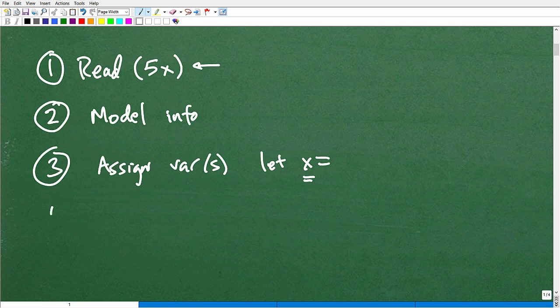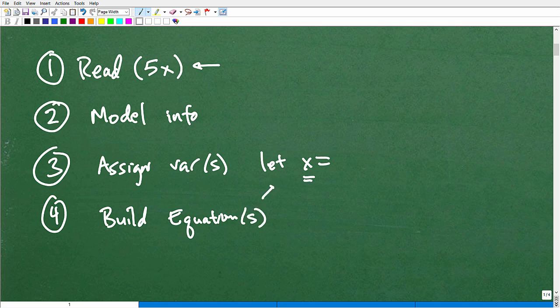Now, the fourth thing is, once you've assigned variables and modeled the information, you want to try to build some sort of equation or equations, depending on the type of problem that you're dealing with. It's going to involve, obviously, the variable that you have assigned, because you can't solve for a variable unless you build some equations. When you're building equations, you need to look for relationships. And this is where knowing basic formulas comes into play.